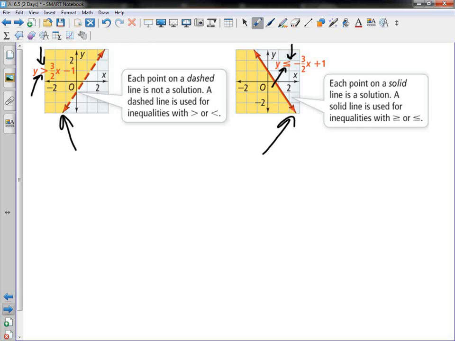The next part is you might notice that there's some yellow shading. Okay, and so you're going to shade half, and we're going to be either thinking about shading above the line, like the one on the left, or shading below the line, like the one on the right.